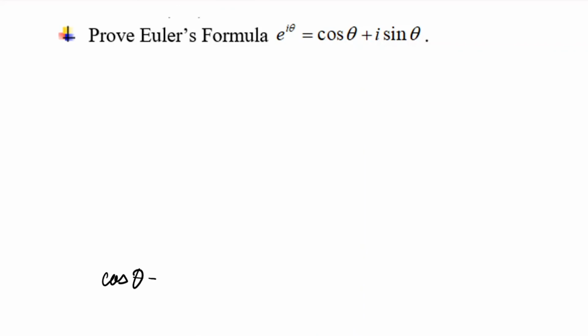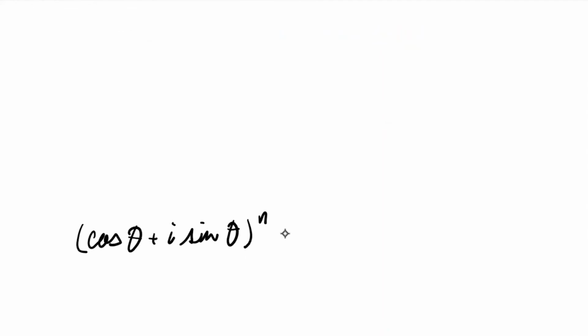Cosine theta plus i sine theta to the nth power. I'm not really putting r here because that's r to the nth power. That part is obvious. Somebody tell me how this thing works out. Cosine. Really? Right.